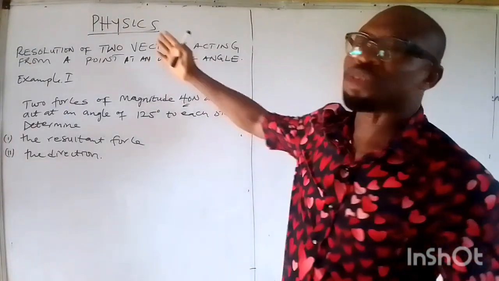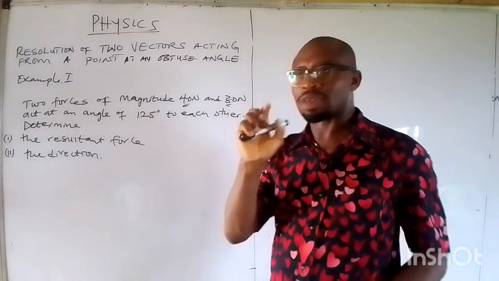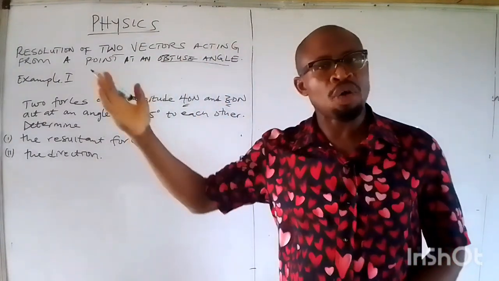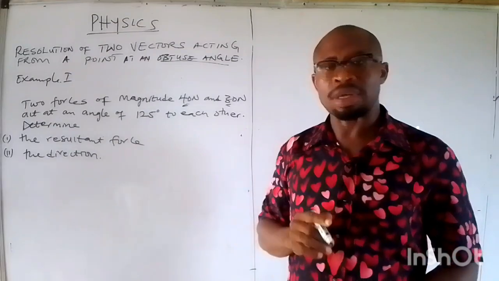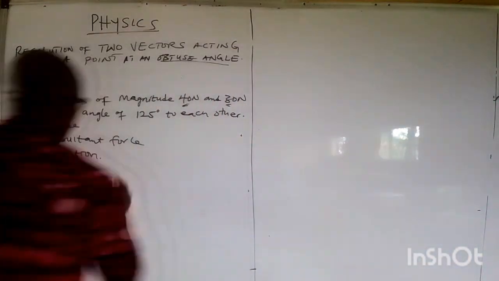Okay, today I want us to look at how we can resolve two vectors acting at an obtuse angle. And of course, obtuse angles are those angles that are less than 180 degrees and more than 90 degrees.